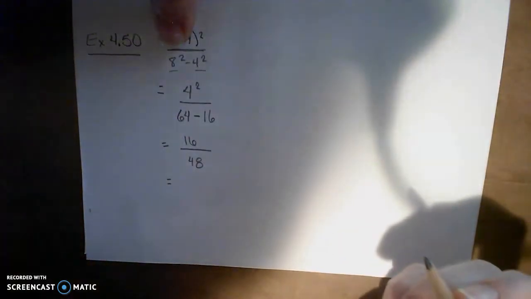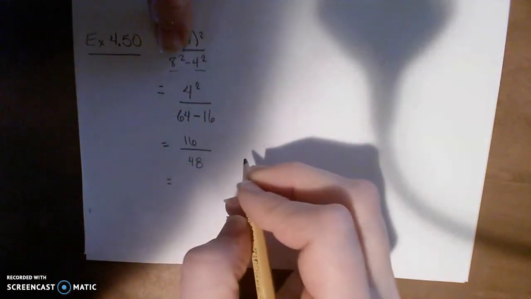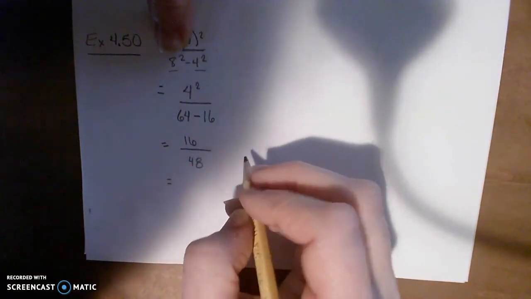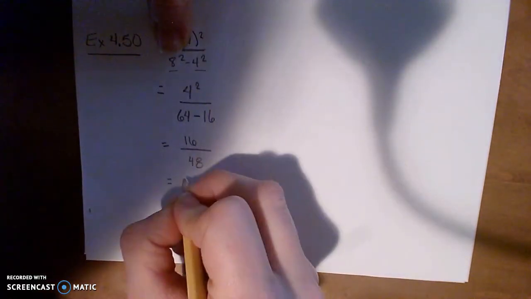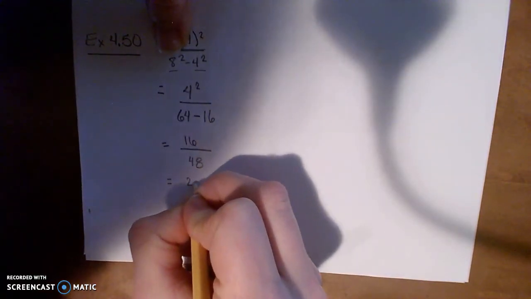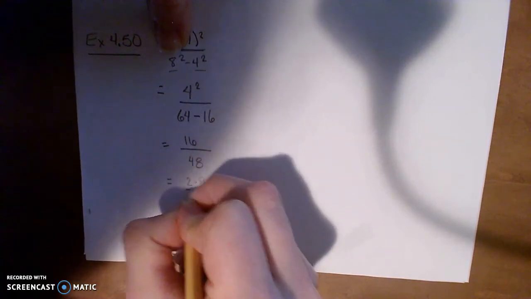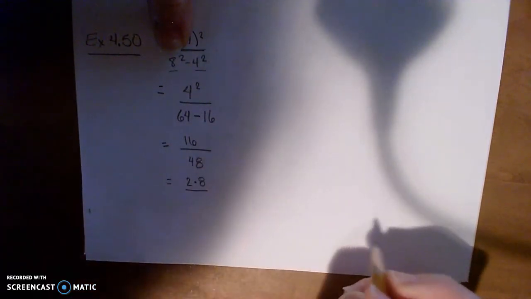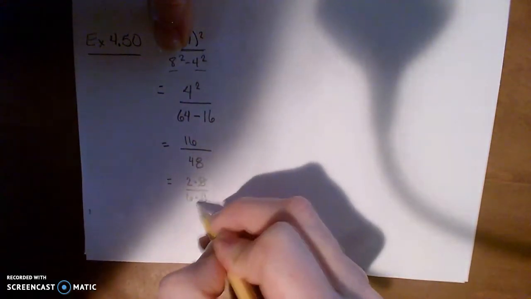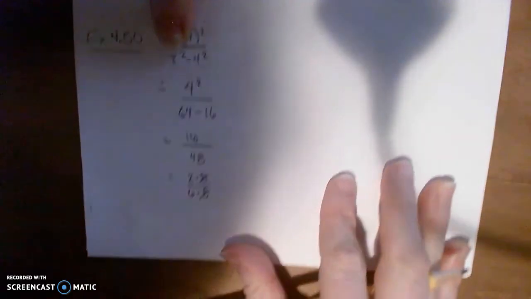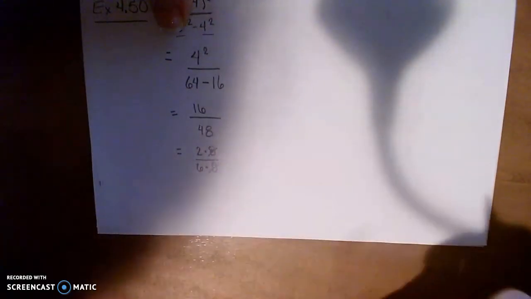This time, I'm going to go ahead and factor the numbers. 16, maybe I'll write that as 2 times 8. And 48, maybe I'll write that as 6 times 8, because I know they both have a factor of 8 in common. So, divide by 8, divide by 8. Now I have 2/6.